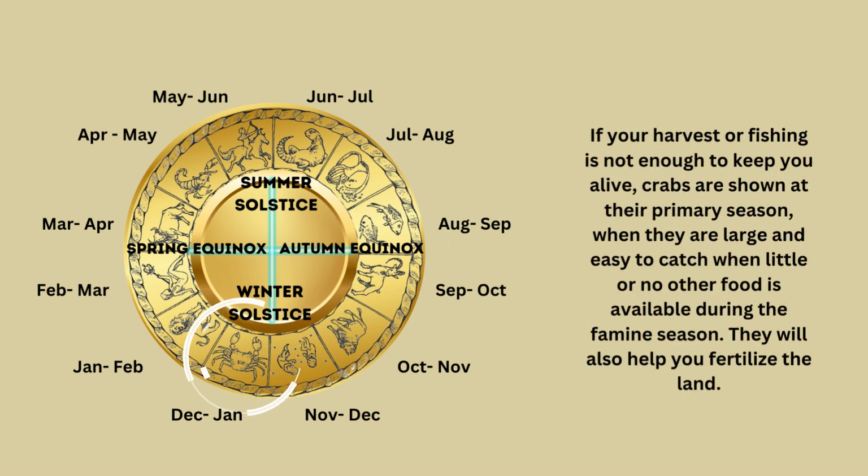If your harvest or fishing is not enough to keep you alive, crabs are shown at their primary season, when they are large and easy to catch when little or no other food is available during the famine season. They will also help you fertilize the land.